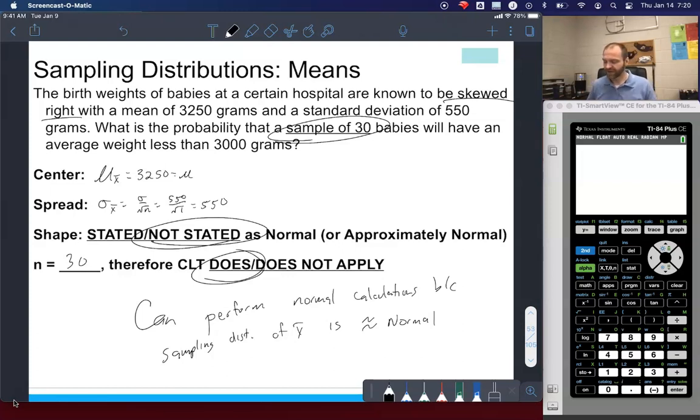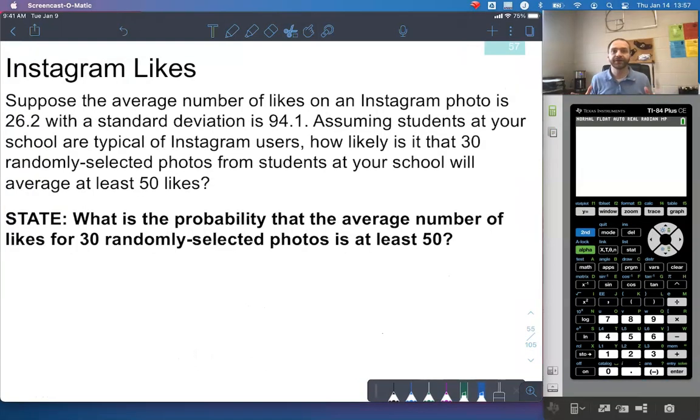So now we're going to close this up with an example dealing with Instagram likes. This last problem uses the 4-step process: state, plan, do, conclude. This is the procedure that we use for inference for a lot of our free response problems. In future chapters, chapters 8 and beyond, when we perform inference, we're going to set up our work using this 4-step process. So pay attention to how we do the state, the plan, the do, and the conclude.